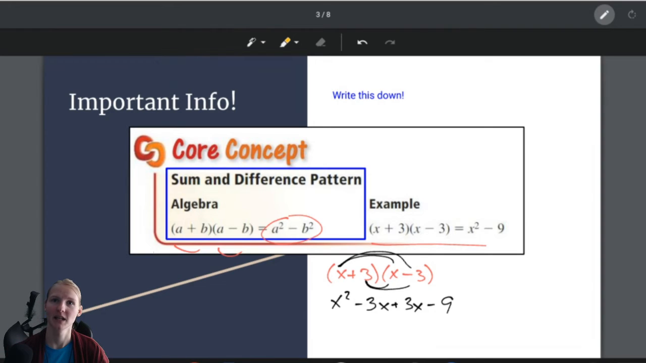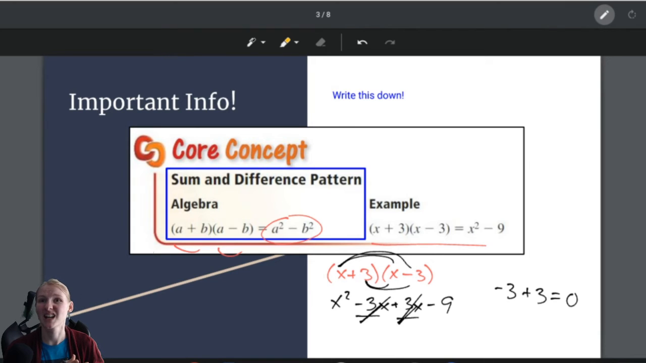And now I'm going to combine my like terms. So I have an x squared, a 3x here, and a minus 3x here. Well, wait a minute. When I put these together, minus 3 plus 3, that's just 0. So when I combine these, there is nothing. They just go away. And in fact, the way that we write this is that they cancel each other out. We just draw a line through them like, nope, no more. Because, woo, negative 3 plus 3, that's just 0.